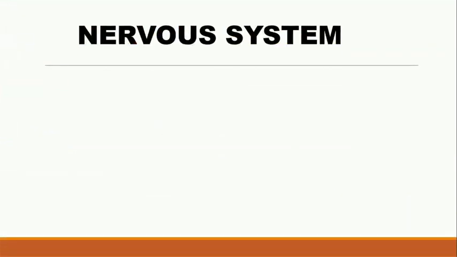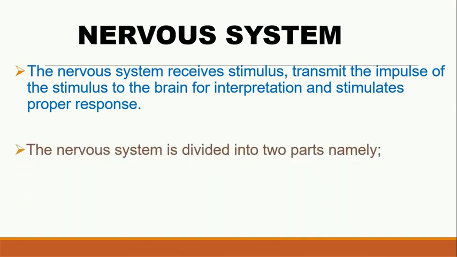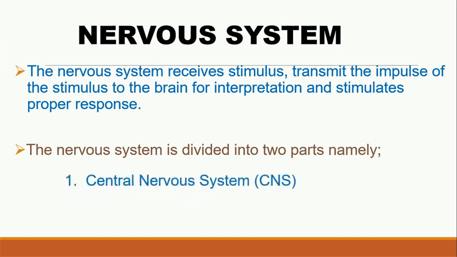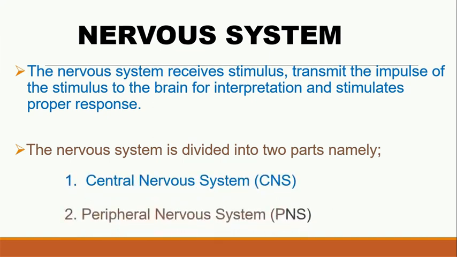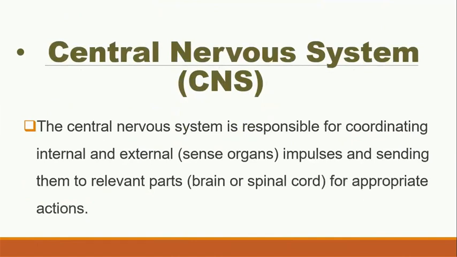Now let's look at the nervous system. The nervous system receives stimulus, transmits the impulse of the stimulus to the brain for interpretation, and stimulates proper response. The nervous system is divided into two parts, namely 1. The central nervous system, 2. The peripheral nervous system. So the nervous system is divided into the central nervous system and the peripheral nervous system. In this lesson, we shall be focusing on the central nervous system. You can simply call it CNS.